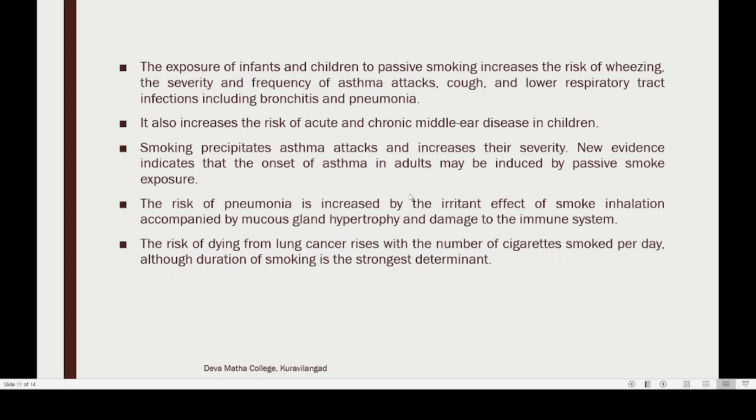And the problem with children is that in the case of children, smoking can lead to asthma. So that is one situation. Then it also causes lower respiratory tract infection. Lower respiratory tract means bronchus. This is the upper respiratory tract, and then it is again divided into two, and the lower one is the bronchus. Then pneumonia, then bronchitis.